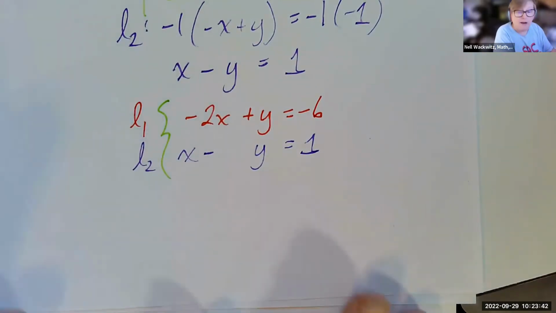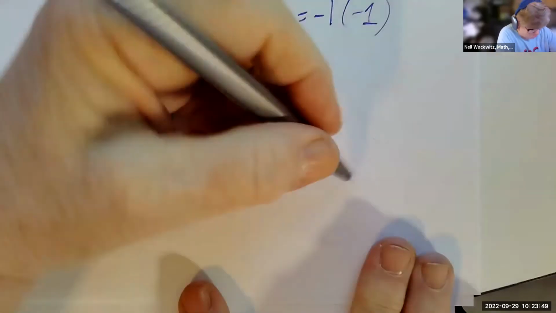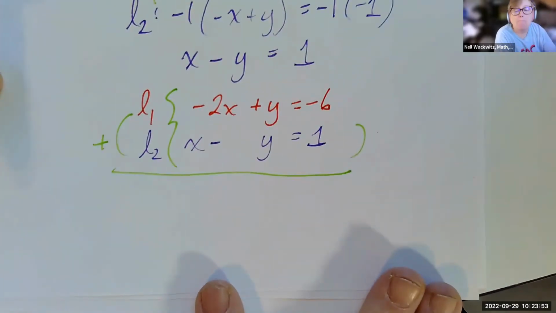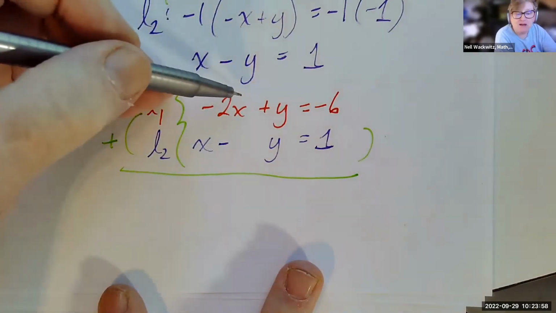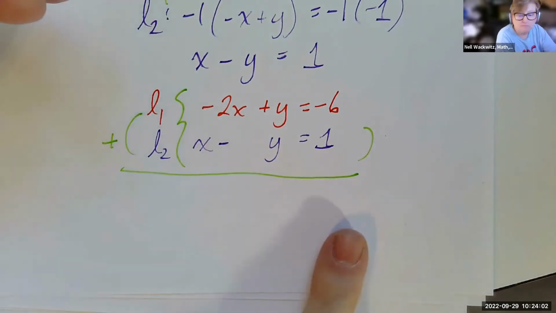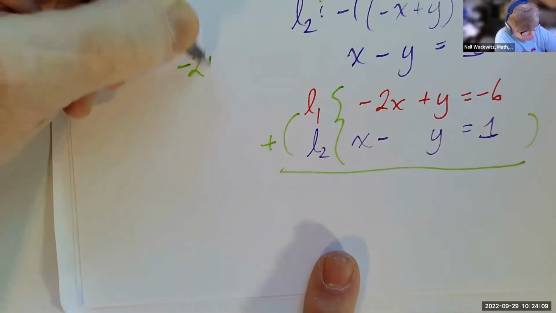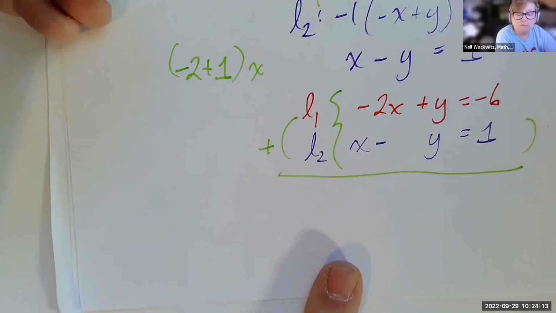What do we do now that we've got those two values opposite but the same? We add them, because one line has to be positive and one line has to be negative. So now we've got -2x plus x. Wouldn't that be 2x? Oh, no. So it'll be -2 plus 1 x. And what is -2 plus 1?